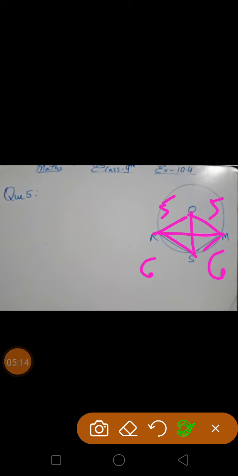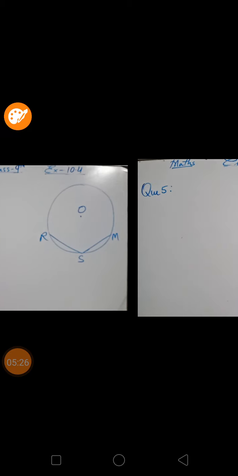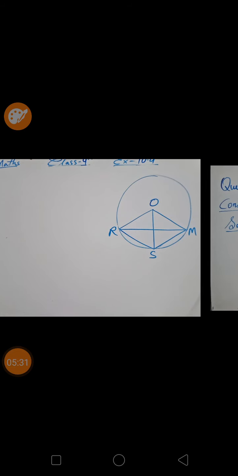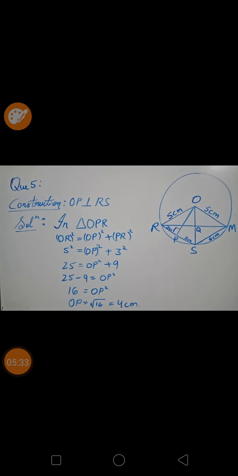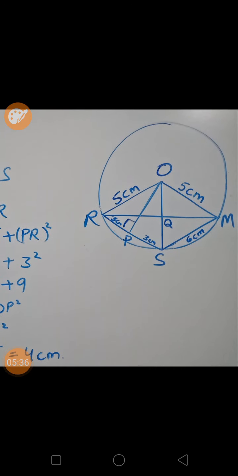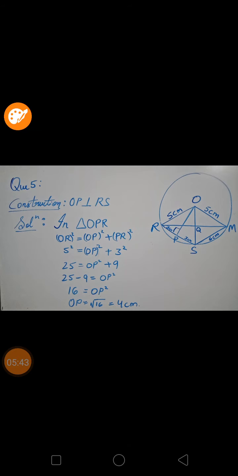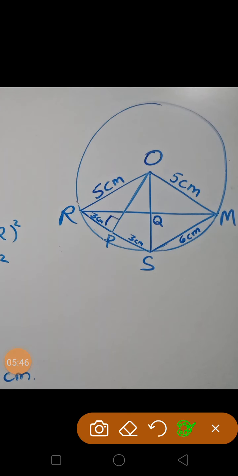Firstly we shall join these things according to the question. You will write the given part by yourself, as OR is equal to 5 and RS, whatever is given. And one construction we will do: we draw OP, which is perpendicular on RS. You can see this OP which is perpendicular on RS in this way.